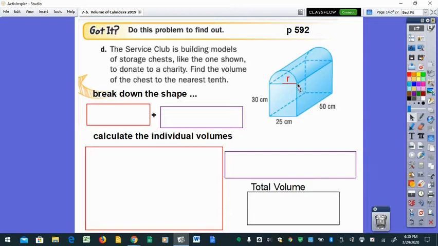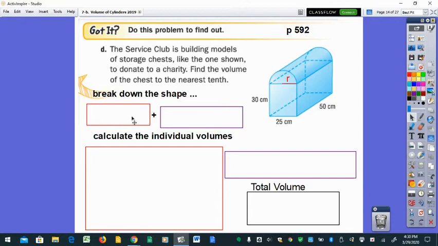And then the cylinder is laying down, kind of like it's sleeping. So the height of the cylinder is actually running along here. It kind of fell over. So you can see that its height would be this 50 centimeters. That this would also be 50 centimeters.